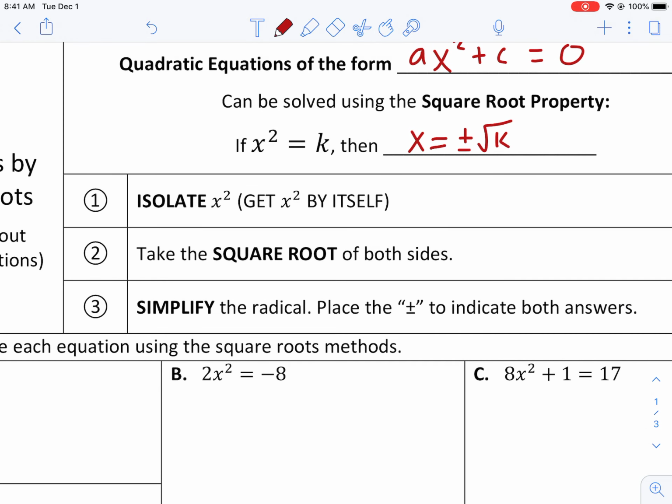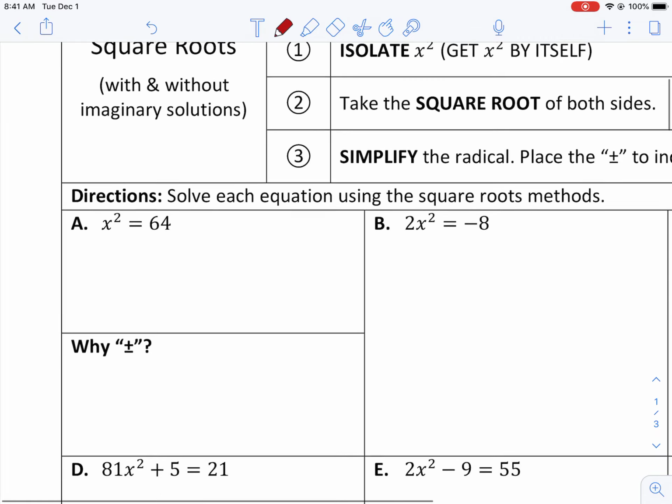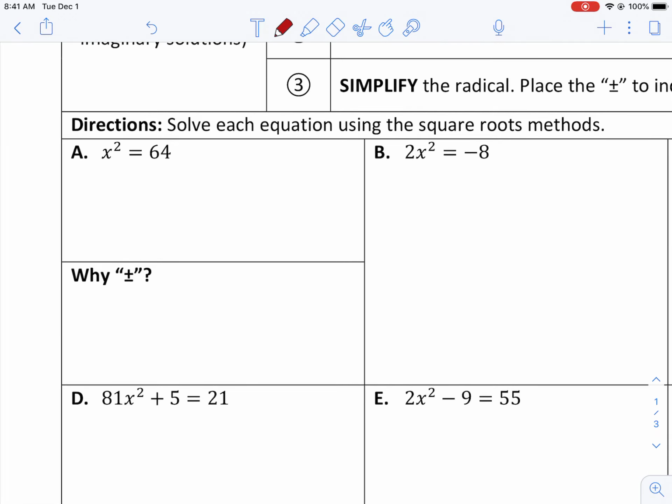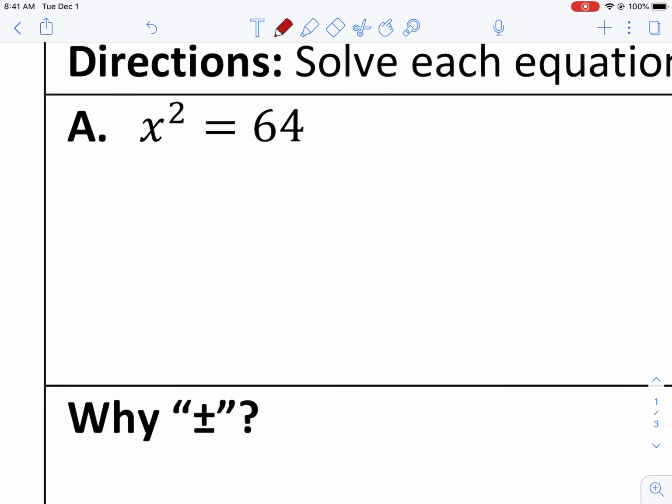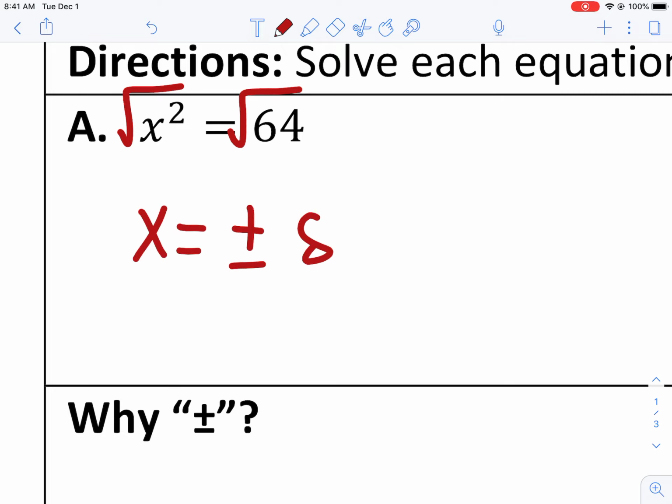So these are your steps, all right? You want to get x squared by itself. You want to take the square root of both sides, and then you're just going to simplify the radicals. So this is why we talked about simplifying radicals yesterday. So if we have x squared equals 64, this is a pretty easy one. We already have the x squared by itself. So we take the square root of both sides, and we get x equals plus or minus 8.